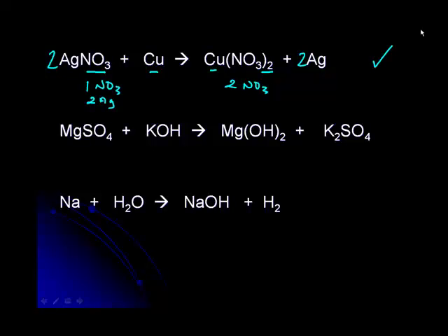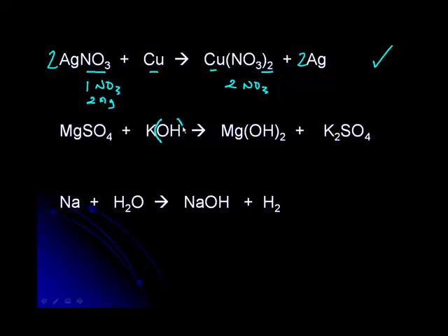Let's look at this next one here. MgSO4, that's magnesium sulfate plus potassium hydroxide, the KOH. It makes magnesium hydroxide and then the potassium sulfate. This one's a double replacement reaction. I have the magnesium and the potassium, or the potassium hydroxide, trading places. I also see parentheses, which tips me off that I have a polyatomic ion. Okay, so I've got the parentheses on the right around the OH.